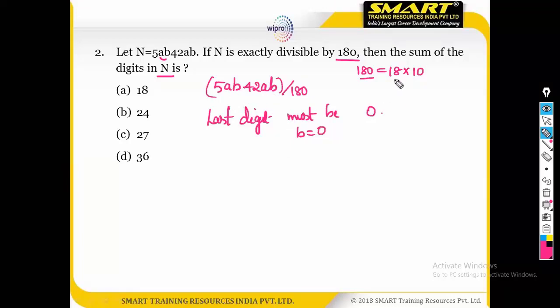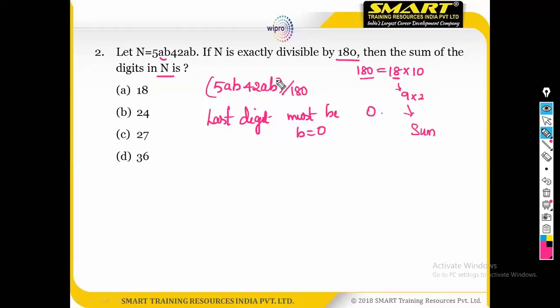Then I will use again the number 18, which can be written as 9 into 2, right? Therefore, the given number is also divisible by 9. So here I am going to use the divisibility rule of 9. The divisibility rule of 9 is that the sum of the digits must be divisible by 9. So whenever you want to check whether any number is divisible by 9 or not, the sum of the digits must be divisible by 9.